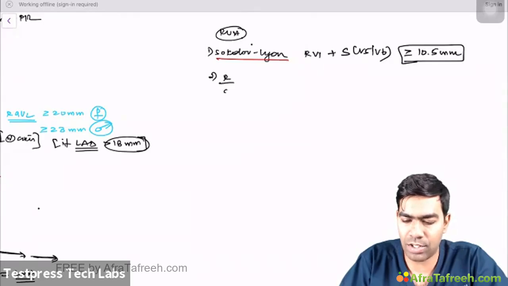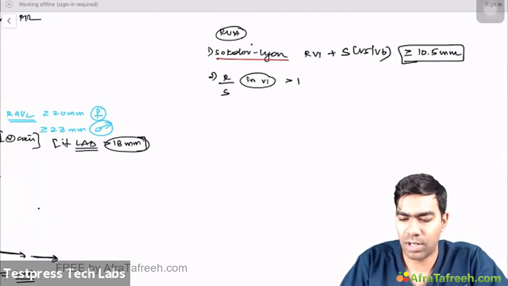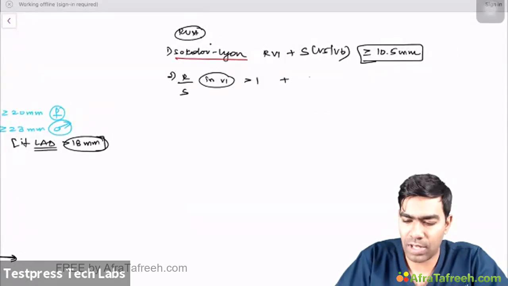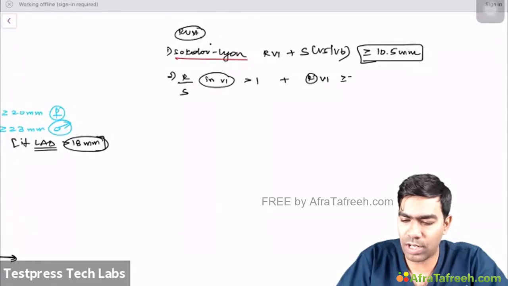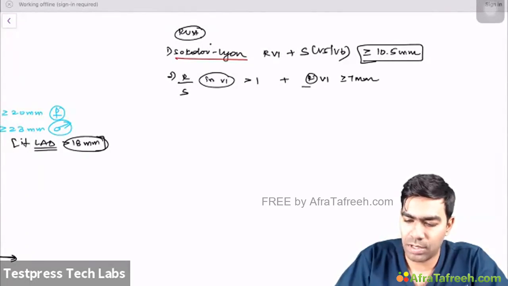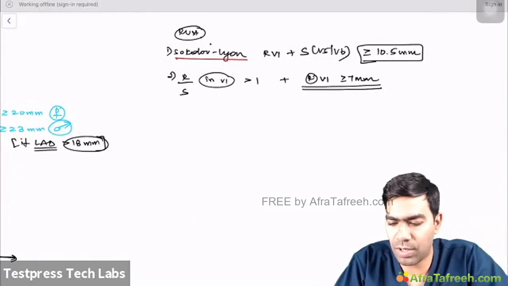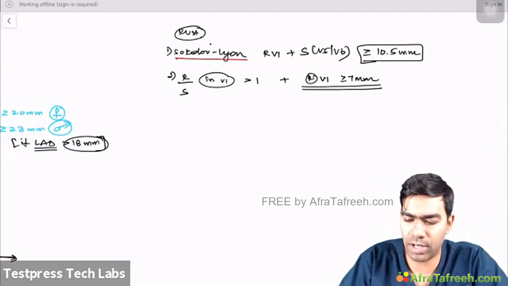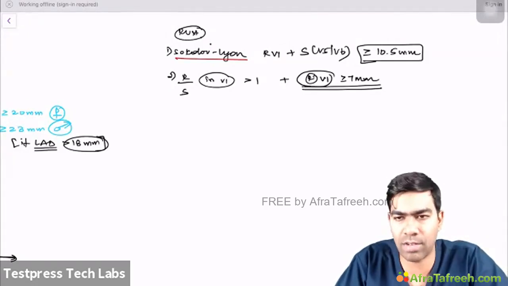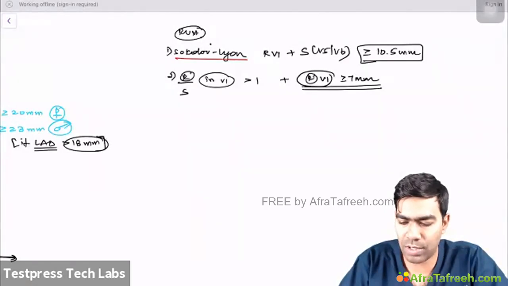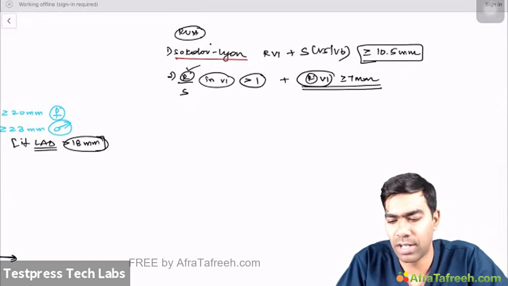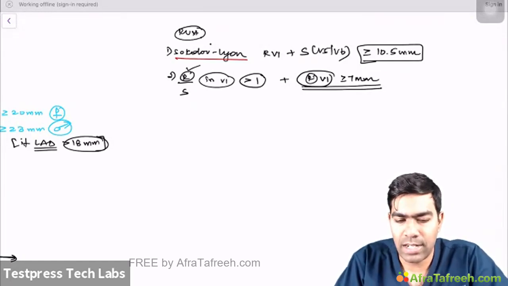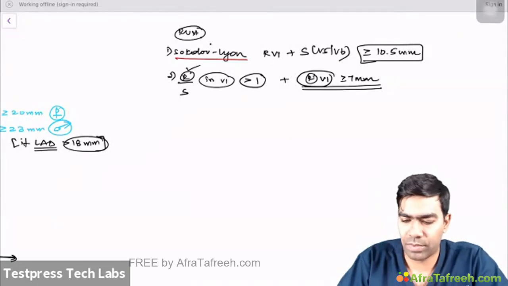Then we have the RS ratio in V1. If the RS ratio in V1 is more than or equal to 1, plus at the same time the R wave in V1 is more than or equal to 7 millimeter, this is the number that you need to know. So R wave in V1 more than or equal to 7 millimeter, and at the same time RS ratio more than 1 in V1, this is also a sign of right ventricular hypertrophy. Which means, what I'm trying to tell is, R wave in V1 is bigger, which is a sign of right ventricular power, and RS ratio more than 1 means that the R wave is bigger than the S wave. So what are the conditions, the differential diagnosis, of a prominent R wave in V1?